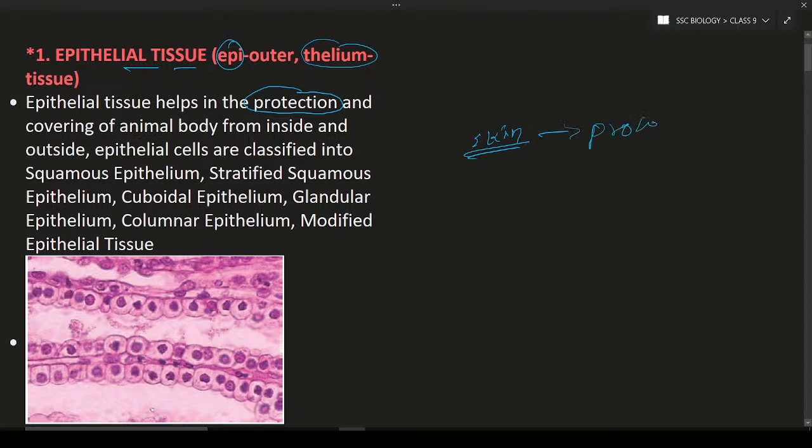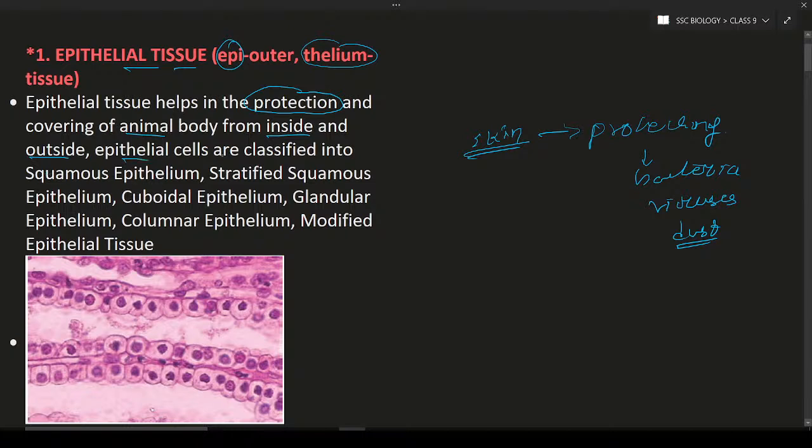From what is it going to protect? It is protecting from bacteria, from viruses, from dust, everything. The epithelial tissue is present in the skin, and it covers the body of animals, including human beings. These epithelial tissues are going to cover the body of animals and protect inside and outside. This is the main function of the epithelial tissue.